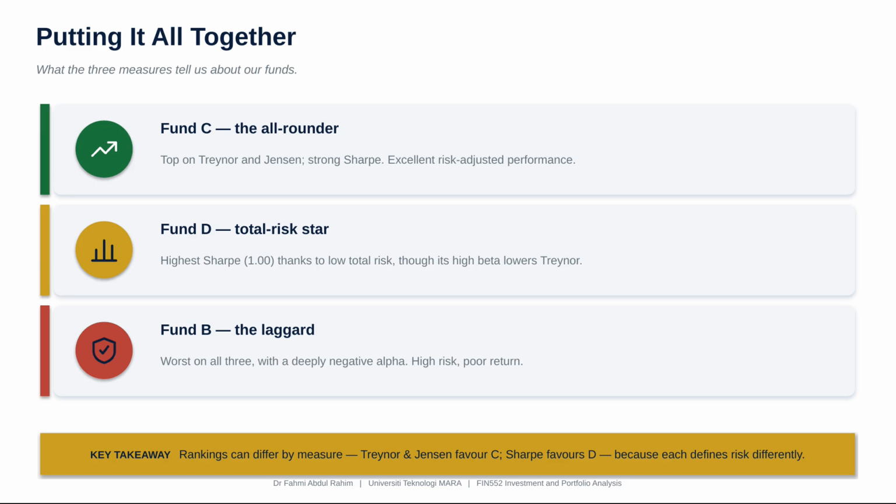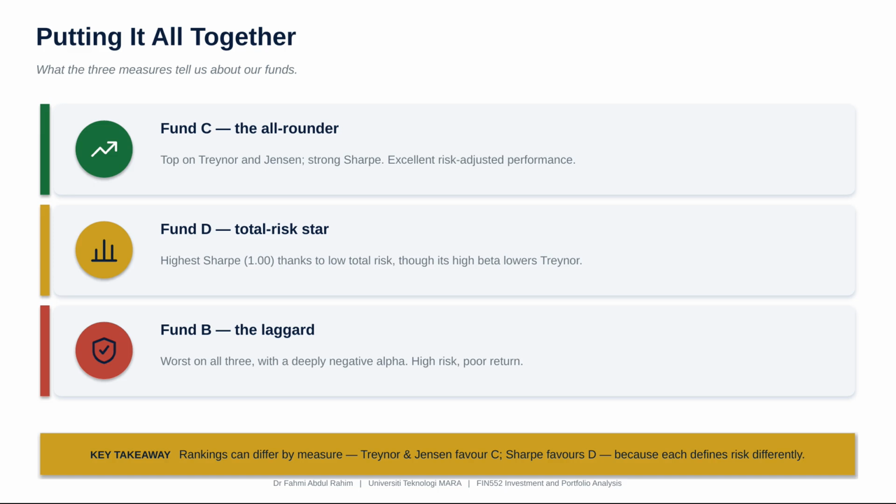And look at Fund B, the laggard, the worst on all three measures, with a deeply negative alpha of minus 7.2. It took the most risk and delivered the least return, the clearest example of a manager who destroyed value.